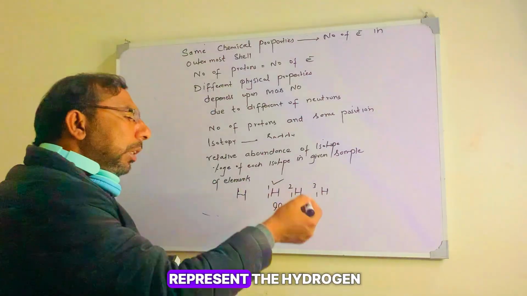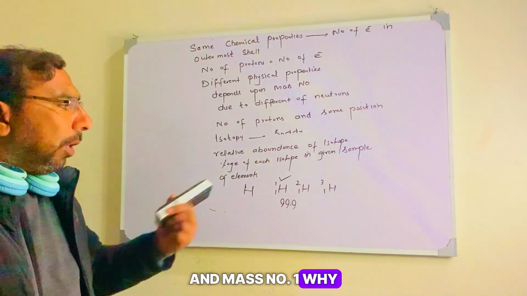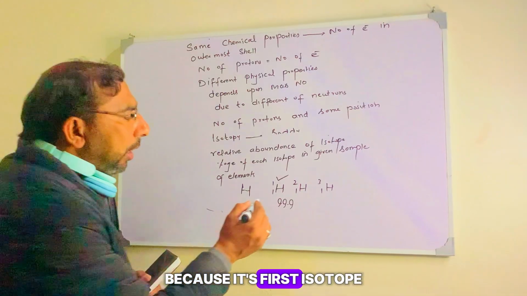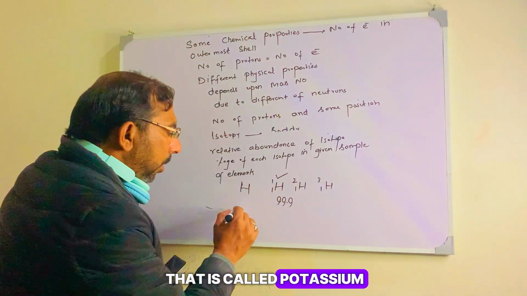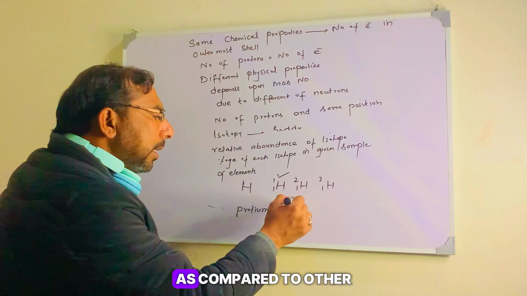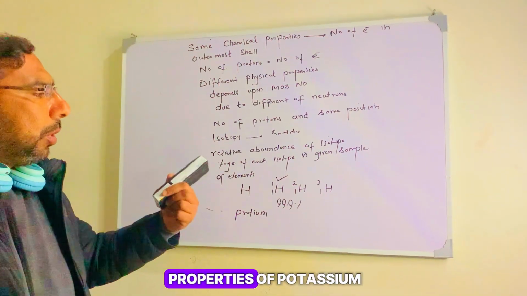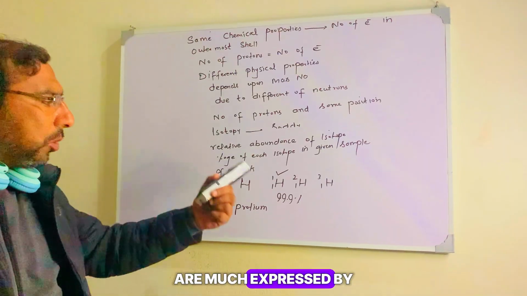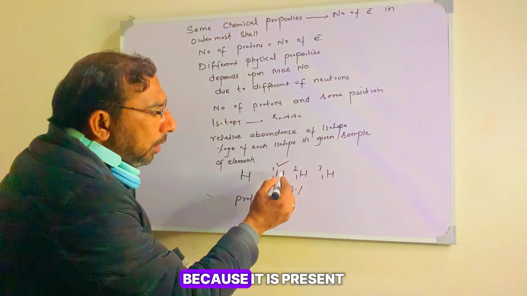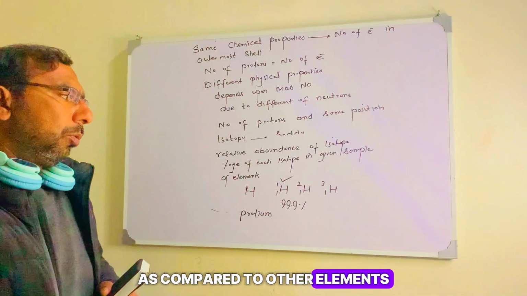That's why we mostly represent hydrogen by atomic number one and mass number one. Why? Because it's the first isotope, which is called protium. That protium is present in much greater abundance compared to the other two isotopes. That's why the properties of hydrogen are mostly expressed by this isotope, because it is present in much greater abundance compared to the other isotopes.